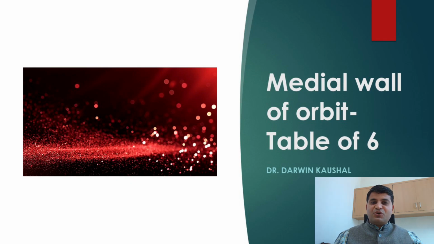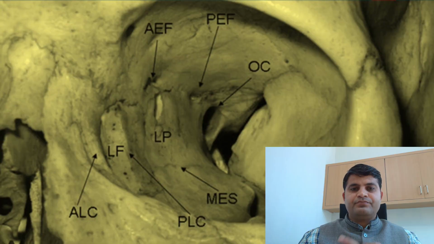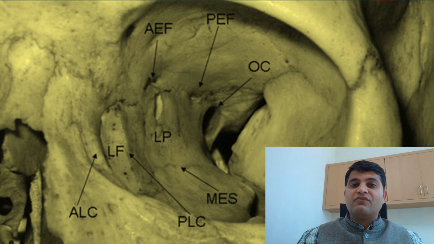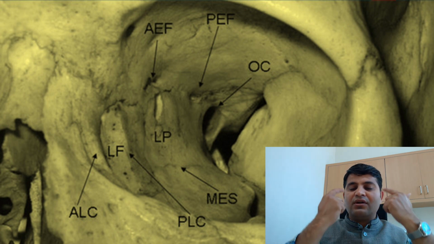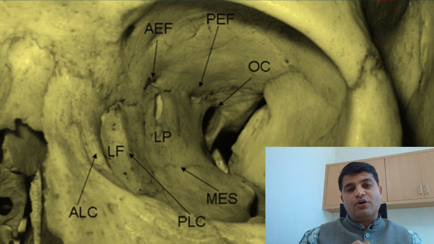So I am Dr. Darwin Kaushal here, and today we are going to read about a very important topic, which is medial aspect of orbit, and how you have to remember it is with table of 6. Dear students, all these landmarks over medial wall of orbit are very important whether we are working through nose or we are doing surgery inside orbit.